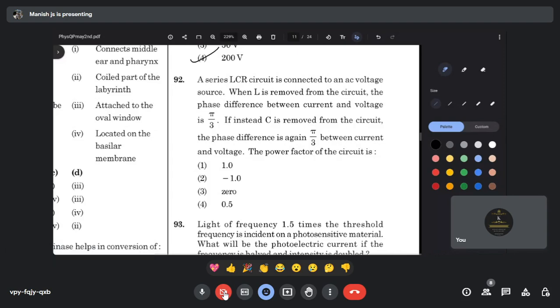First, they are telling us that when L is removed, it is as good as an RC circuit, a resistance and a capacitor circuit. For an RC circuit, they have given the phase angle as pi by 3. Can't you calculate the capacitive reactance of that circuit, because you have the phase difference? Come on, do it.